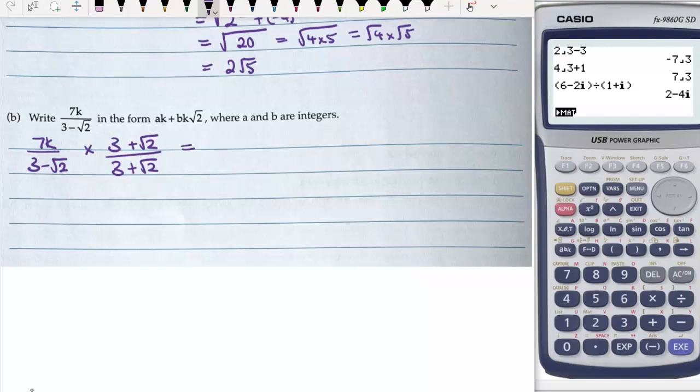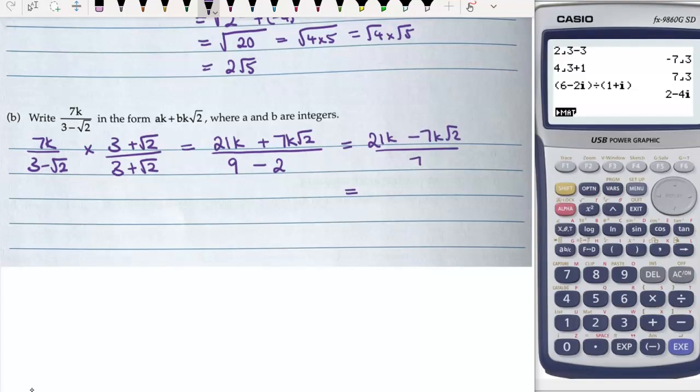So 7k times 3 is going to be 21k. Then we have 7k root 2. And then on the bottom, 3 times 3 is 9. If we do this and we do this, they'll cancel out each other. So we just are left with multiplying this one. So that's minus root 2 times root 2, which is 2. So we have 21k minus 7k root 2 over 7.